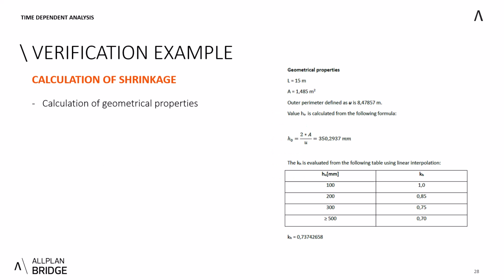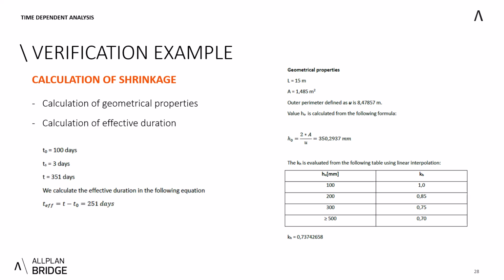First of all, what we have done is the calculation of the geometrical properties. So from our geometrical properties like length and areas, we have calculated the h0 parameter, and then the kh value has been interpolated using linear interpolation from the tables provided by the standard. Of course, we calculate also the effective duration, and this is basically just a formula where we subtract, from the point that we have, for example, t = 351 days, the value of 100 days.